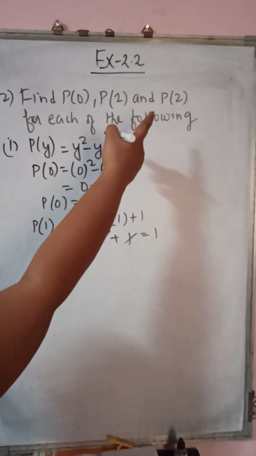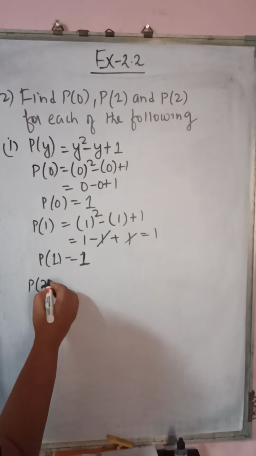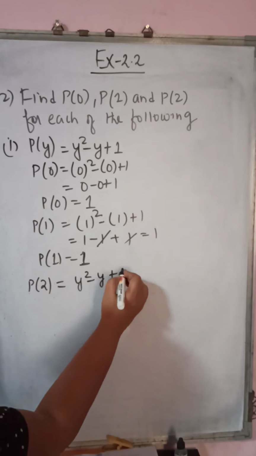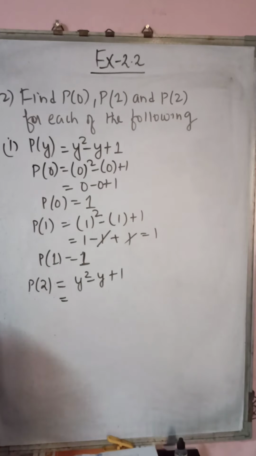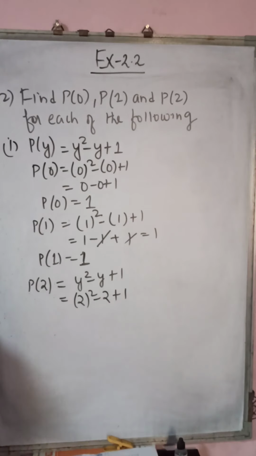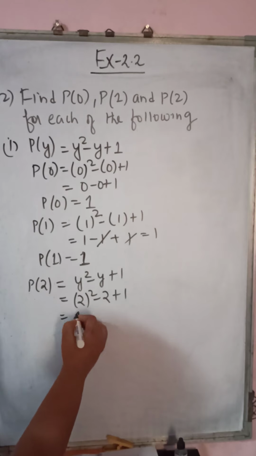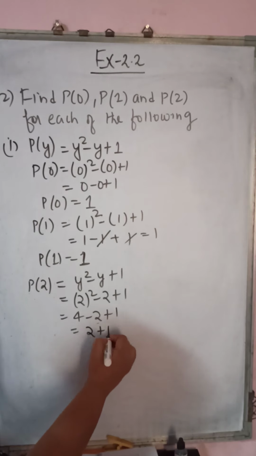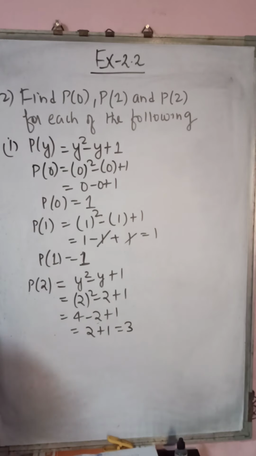Now third, what you have to calculate? P2. So what is the polynomial? Y square minus y plus 1. So wherever y is there you will put 2. So 2 square minus 2 plus 1. So it is 4 minus 2 plus 1. So 4 minus 2, 2 plus 1. So 3 is the answer.